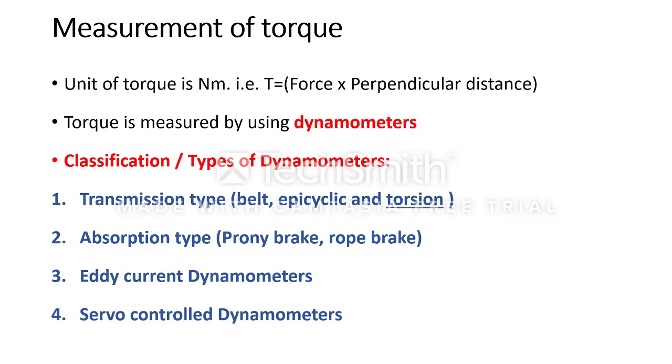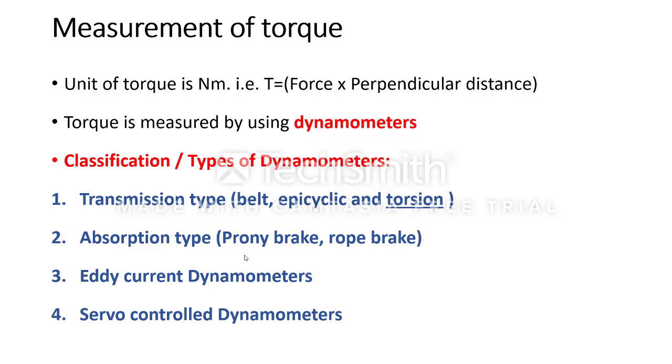Next is the classification of dynamometers, or types of dynamometers. The first type is transmission type, which contains the belt type dynamometer, epicyclic gear dynamometer, and the torsion dynamometer. In the syllabus, the torsion dynamometer is there. Next is absorption dynamometer, which contains the Prony brake dynamometer and rope brake dynamometer. In our syllabus, these two dynamometers are included. Next is eddy current dynamometer, and the last one is servo control dynamometer. We are going to look at all these types step by step.